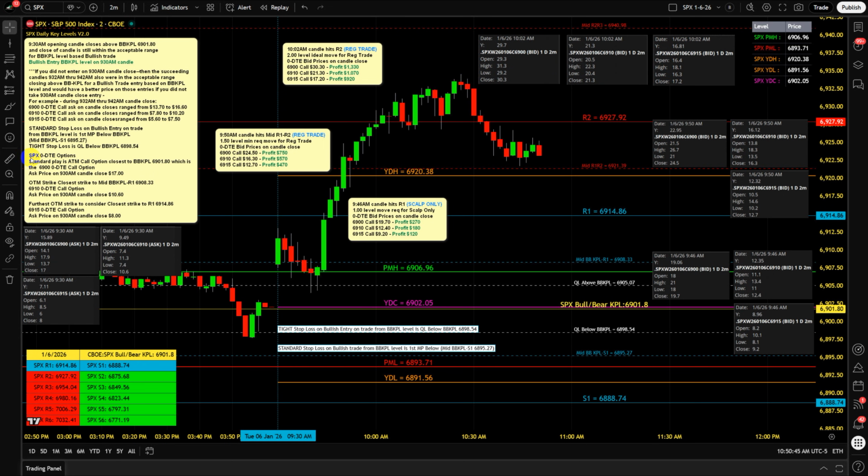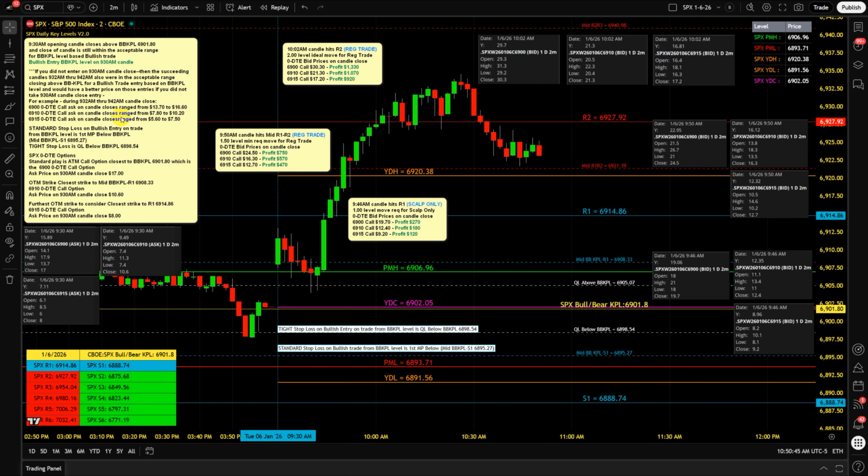Again, these are all based on entering on the 9:30 a.m. opening candle. If you got in on one of the succeeding candles instead of getting in on the 9:30 a.m. candle, then these profits for all of these would have been higher based on your lower entry cost within this range here.